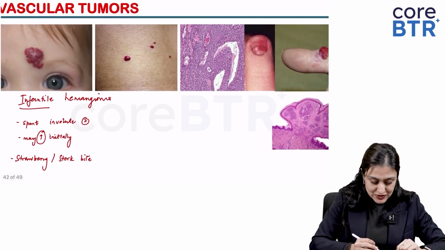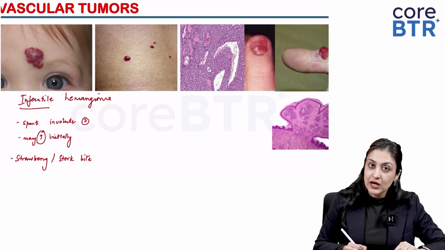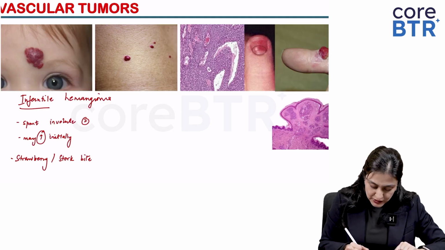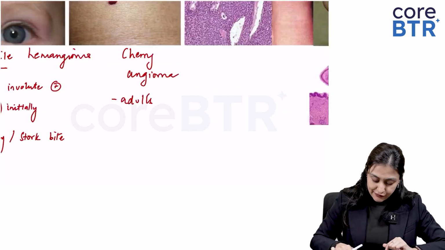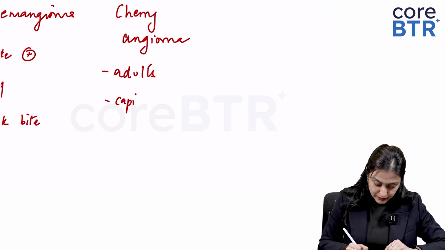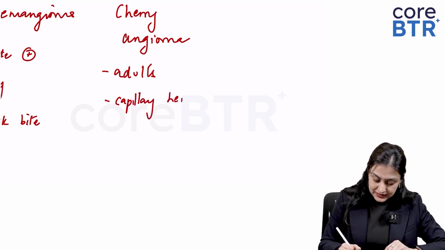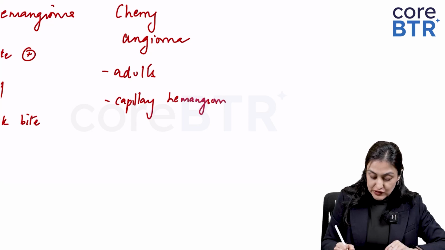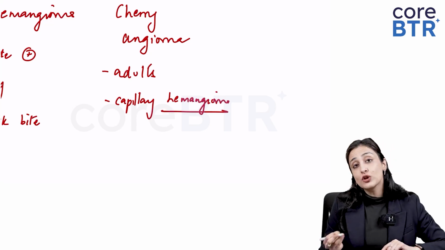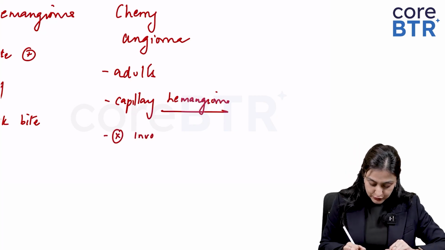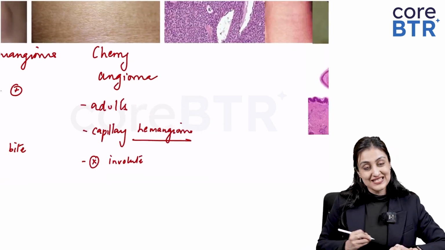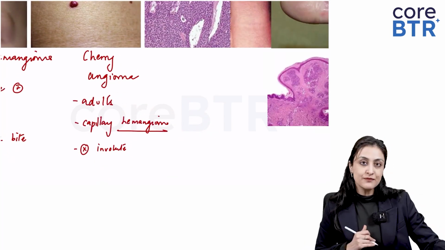On the other hand, when you see what looks like infantile hemangioma but in an adult, this is a cherry angioma. From strawberry, we have gone into cherry. This is seen in adults. It is essentially a form of capillary hemangioma, right? So it's capillary. The counterpart of this is cavernous hemangioma that is seen in solid organs like the liver. This is not going to involute. It is going to remain the same size. It's a benign lesion. So strawberry, cherry.